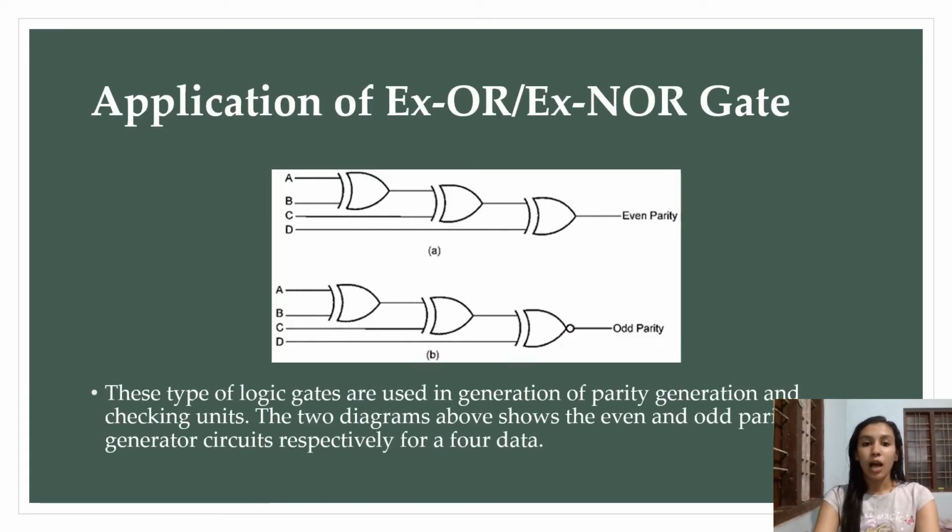The next one is the application of the XOR gate or XNOR gate. In this figure we can see the XOR gate, and these types of logic gates are used in parity generation and checking units. These two diagrams above show the even and odd parity generator circuits respectively for data. This figure shows the even parity generation, and this figure shows the odd parity generation.